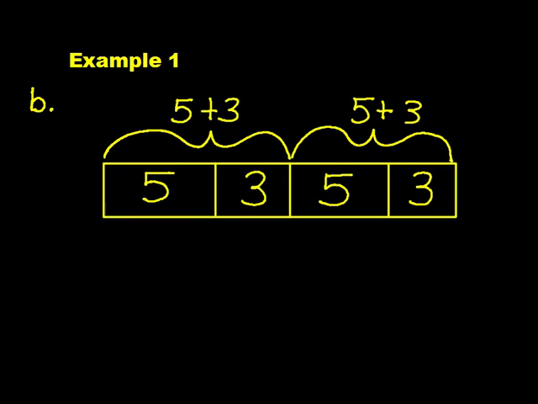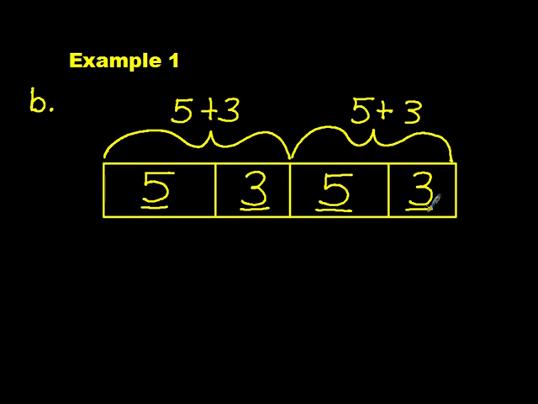How many 5s are in this model? 1, 2. There are 2 5s in this model. How many 3s are in this model? 1, 2. There are 2 3s in this model. What does the expression represent in words? It represents 2 groups of the sum of 5 and 3. What expression could we write to represent this model?